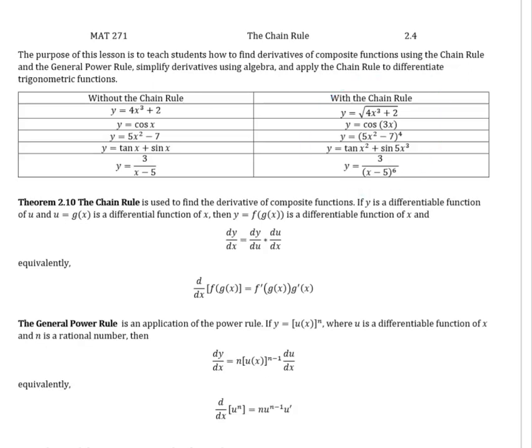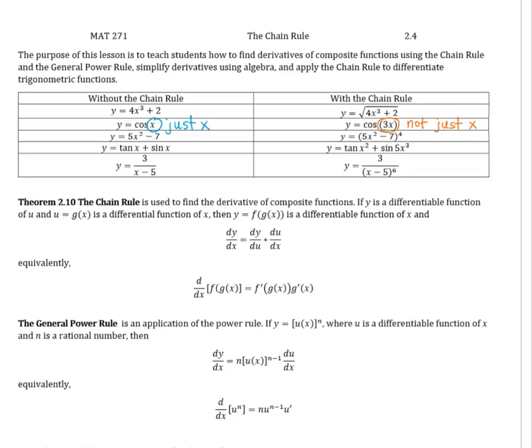For example, on the left side, we simply have cosine x, where the inside of cosine is just x. On the other side, its counterpart, we have cosine 3x, where the inside of the function is now not just x, it is 3x. That is a composite function. So we can see those similarities throughout these examples.